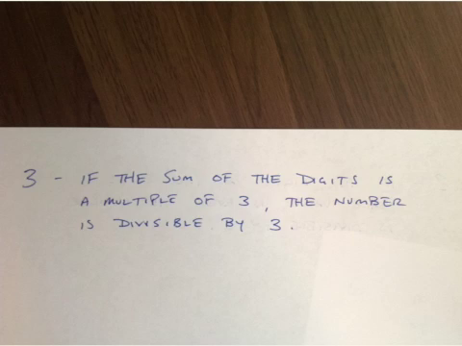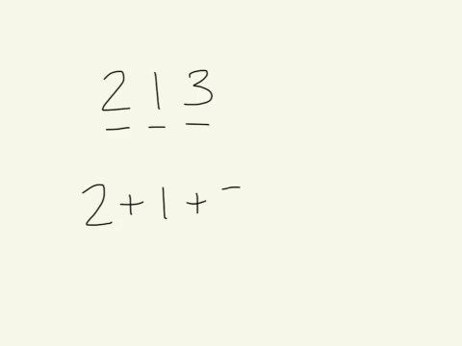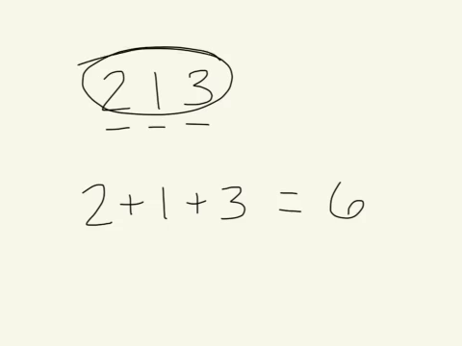So what this looks like is, if I have the number 213, what I do is I take all of these digits, so the 2, the 1, and the 3, and I'm going to add them together. So 2 plus 1 plus 3, and this, of course, equals 6. Now I know that 6 is divisible by 3. And if that works, then I know that the entire number, 213, is also divisible by 3.